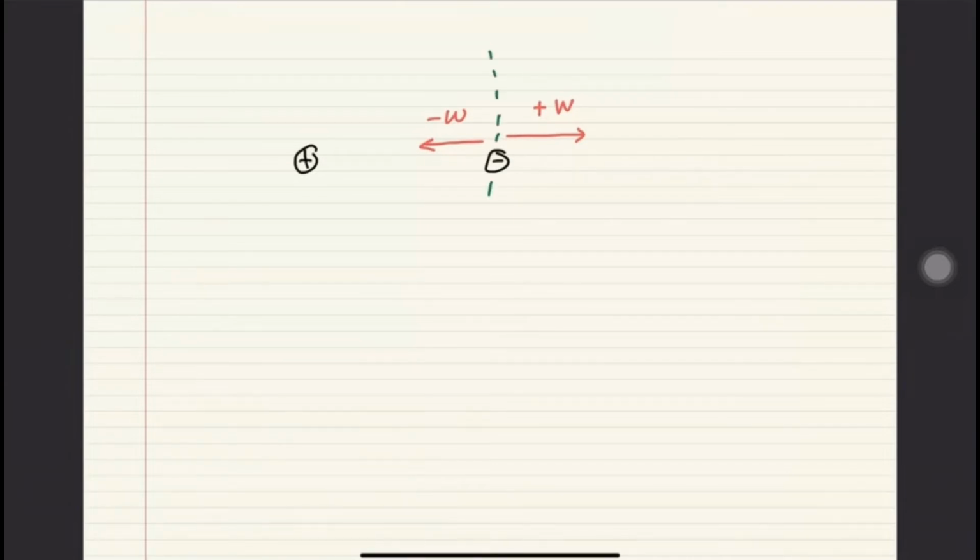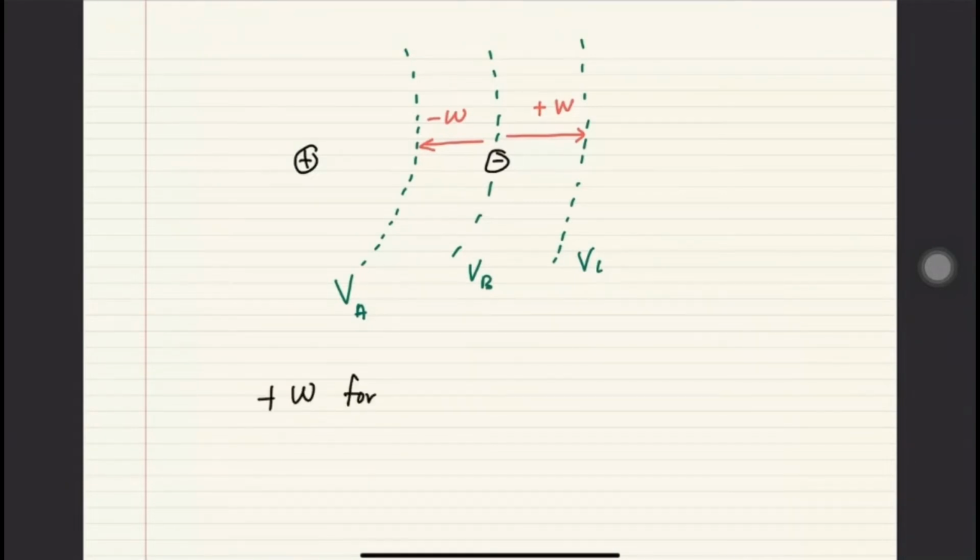So maksudnya, katakan ini ada equipotential line saya. Let's say this is VB. Dia ada VC. And then let's say I have VA. So that means if I want to bring B to A, it is a positive work. Positive work for moving. Sorry. Negative work. Saya cakap pasal B dengan A. So, negative work for moving from B to A.